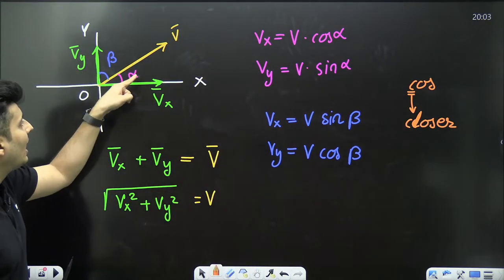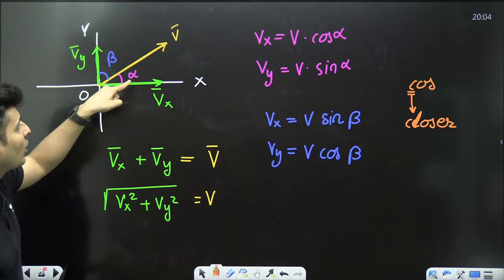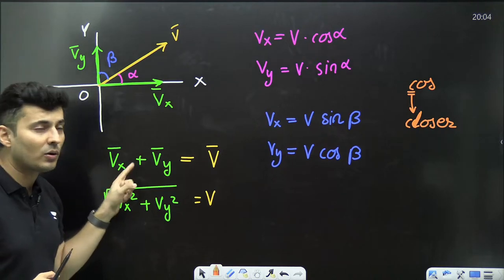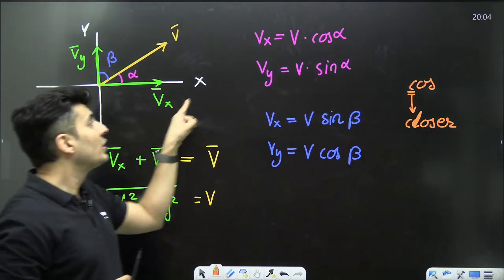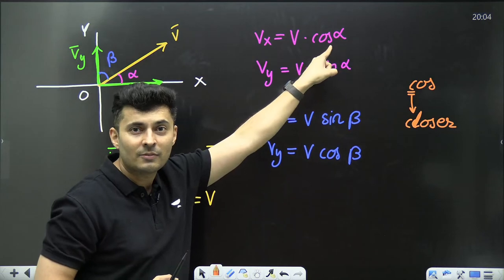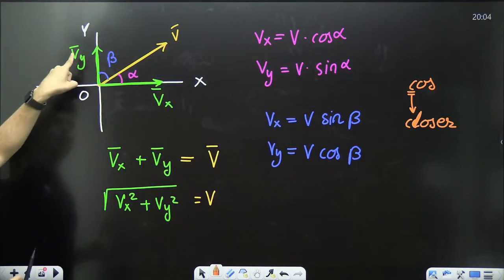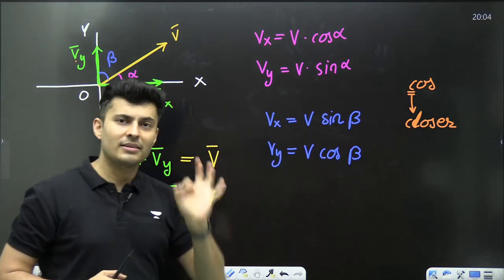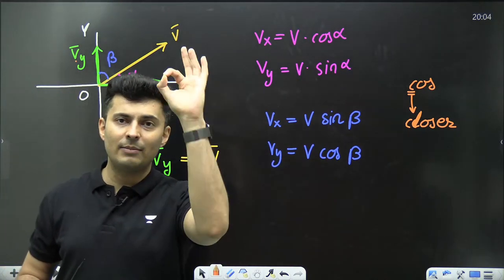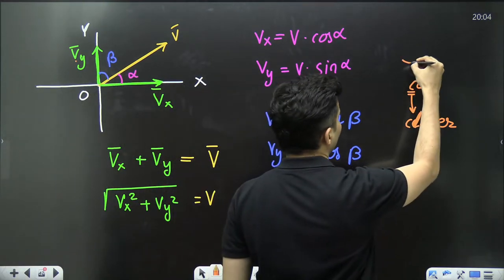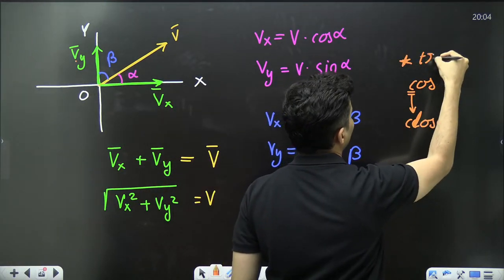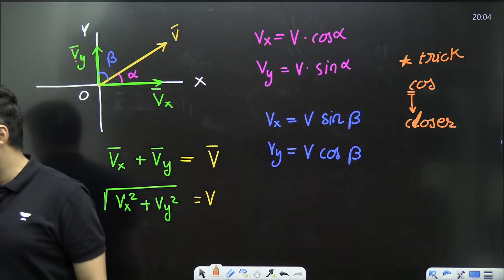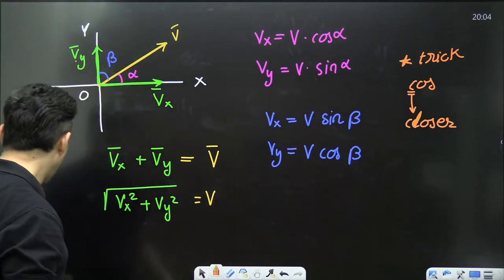Observe. If I take alpha, which component is closer to alpha? Is the y component closer or is the x component closer? The x component is closer, so the x component will be cos. When you take beta, the y component is closer, so that is why the y component will be cos. Simple, easy peasy, lemon squeezy trick. This is your trick to remember which one is cos and which one is sine. Shall we do the problem now so that you get a hang of it?